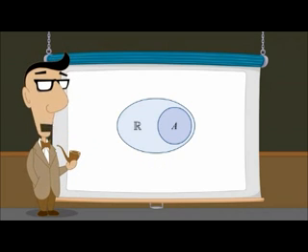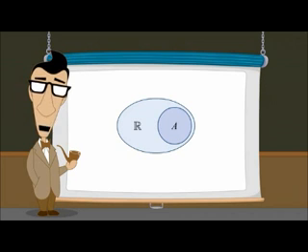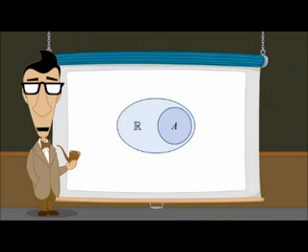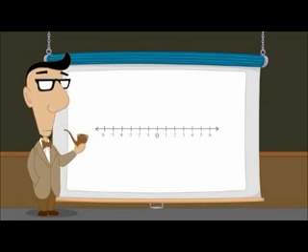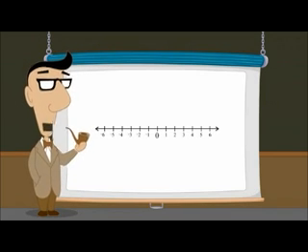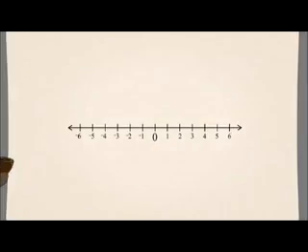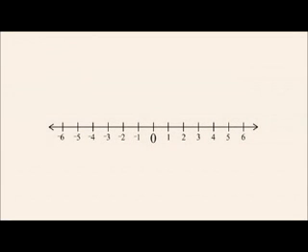Venn diagrams are a good way to visualize relations and operations for sets whose elements can be any type of object. However, in algebra, the sets of primary interest are sets of numbers. Number lines are a good way to visualize these numerical sets. The number line represents the set of all real numbers. Every real number has a corresponding point on the number line.